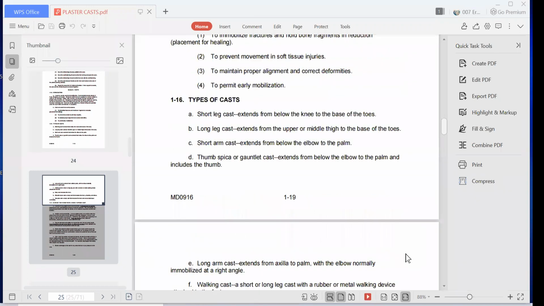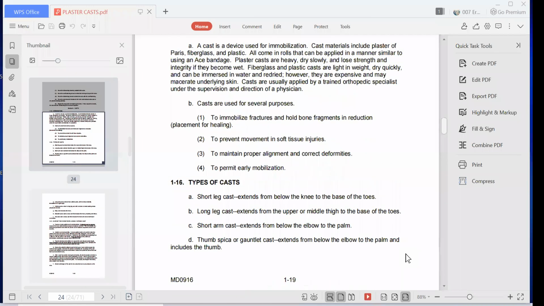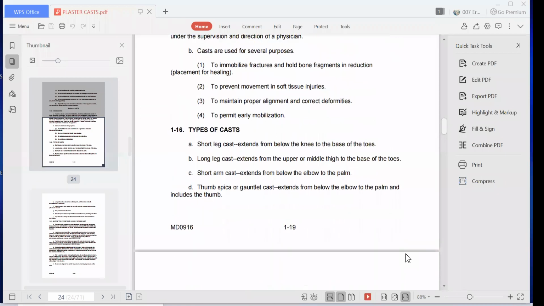Clear to you? Yes. Yes ma'am. What are the purposes of cast and what are the types of cast? Okay.